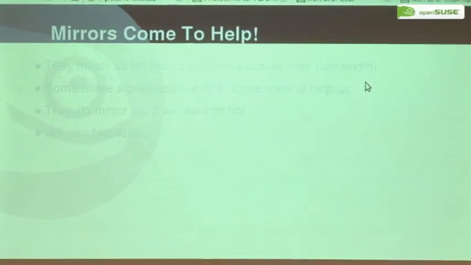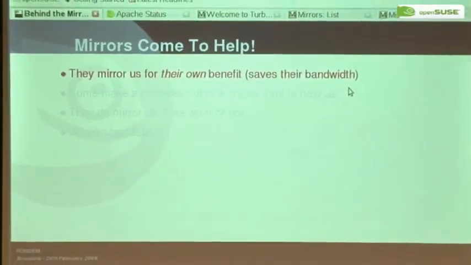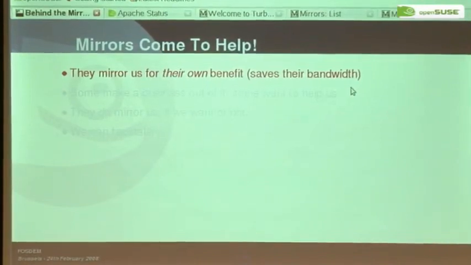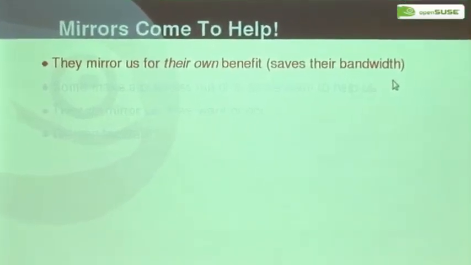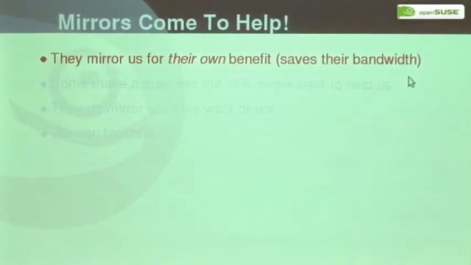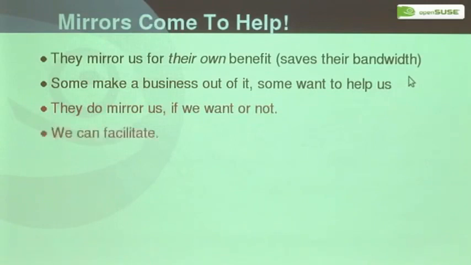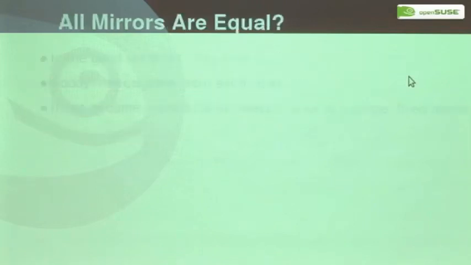Luckily, mirrors come to help. Thinking about mirrors, it's interesting to know that they don't cooperate with us in any way that we can control them, have control over them, because they just mirror us for their own benefit. Some are making a business with it, some also want to help us, and they simply mirror us whether we want it or not. We have not much influence. What we can do is facilitate mirroring for them, which is in our interest.